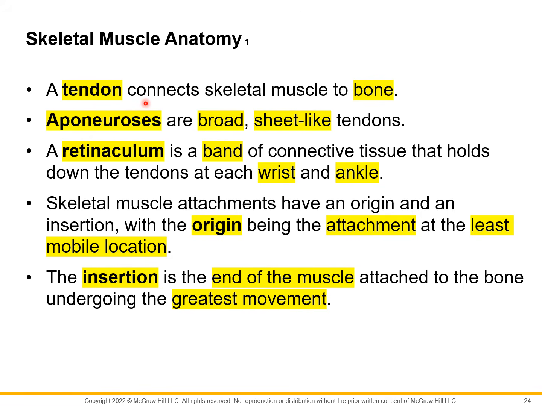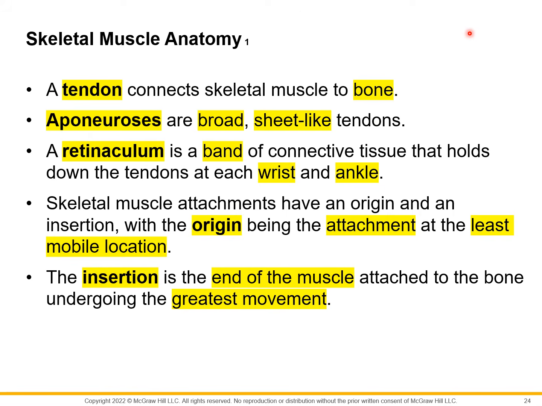The aponeurosis look like tape, no? Wide and thin. So broad and sheet-like. Again, these are the types of tendons that we would refer to as aponeurosis. Now, if a tendon is found specifically on the wrist and ankle, we call it a retinaculum.